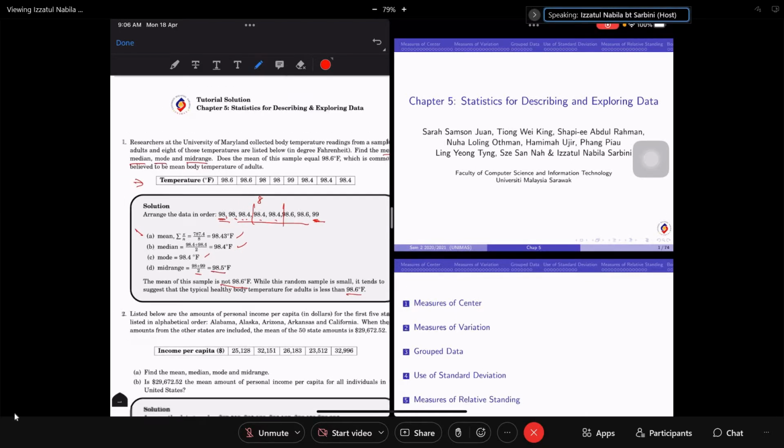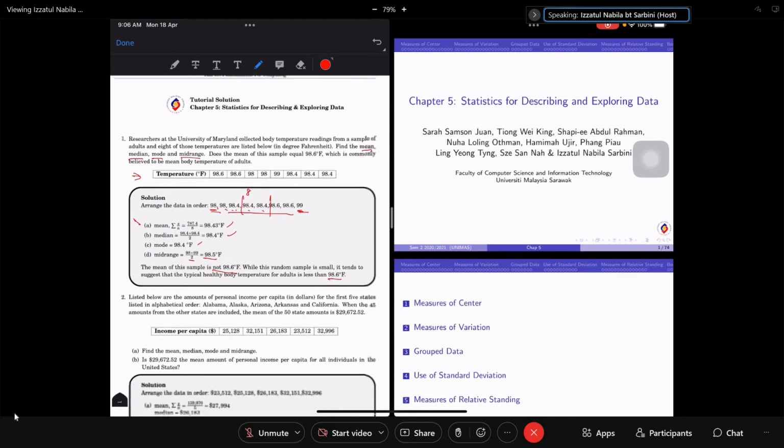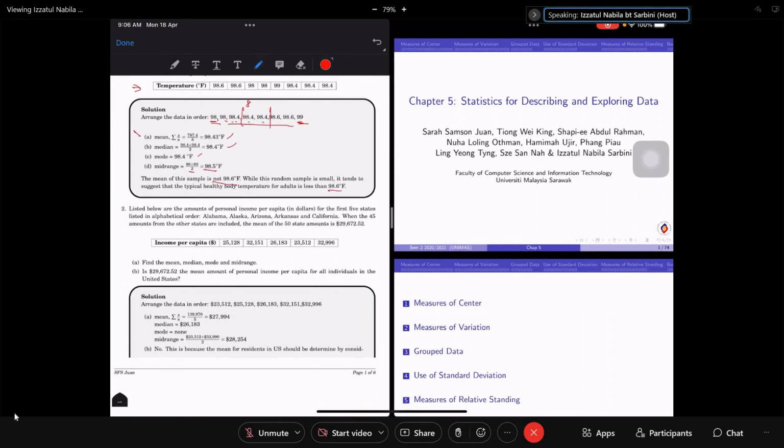Question number 2 is almost similar. You are given a list of data. In this case, it's income per capita for 5 states, which are Alabama, Alaska, Arizona, Arkansas, and California. When the 45 amounts from the other states are included, the mean of the 50 states' amounts is 29,000. Find the mean, median, mode, and mid-range for these 5 states.